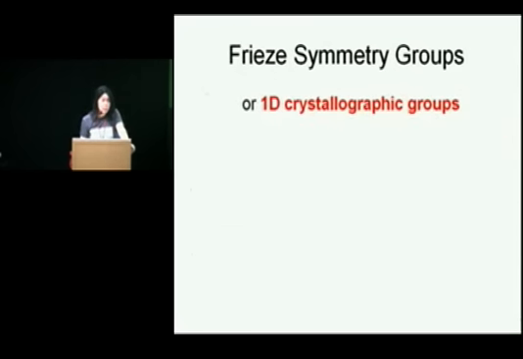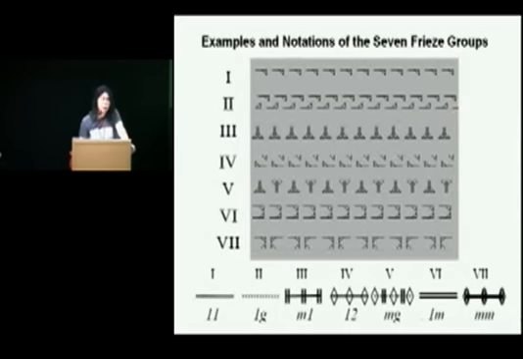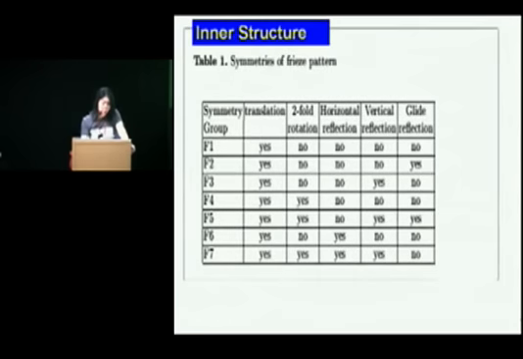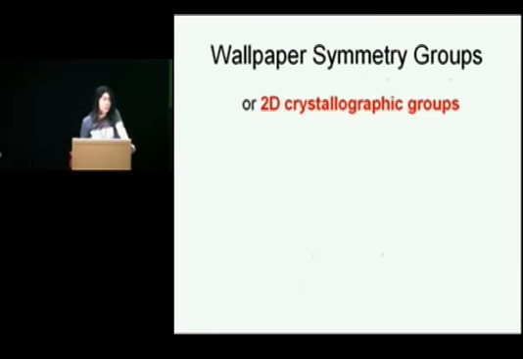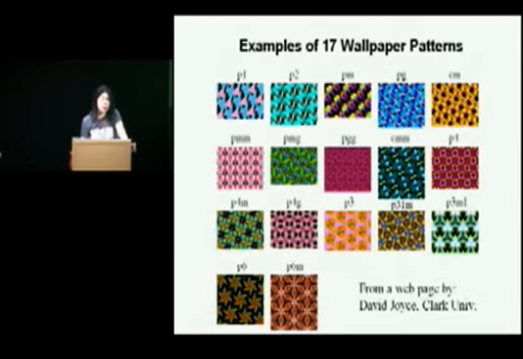For example, in 1D, following tradition, these are called crystallographic groups. 1D means patterns that are repeating along one dimension. There are only seven of those, called the seven Frieze patterns, or seven Frieze groups. Without loss of generality, if you put them horizontally, these are the different types of symmetries associated with them. And this is the interrelation between those seven in terms of their symmetry groups. They are not a flat structure; they actually have hierarchies. And 2D, which is even more relevant to the texture I'm talking about, has only 17 different types. This is all mathematically proven.